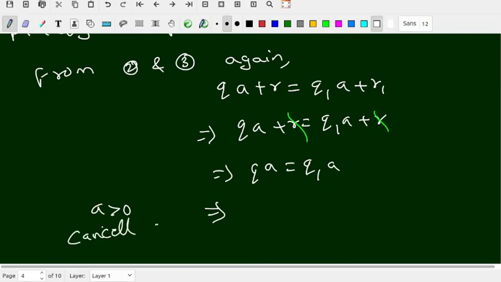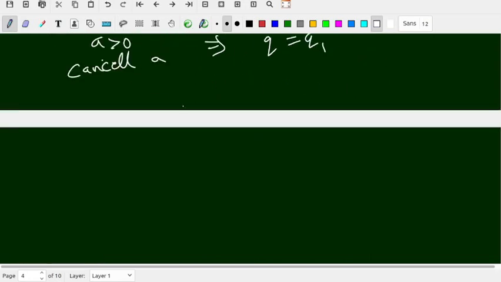Cancel A on both sides. We have Q equal to Q1. So therefore we have proved that Q and R are unique.